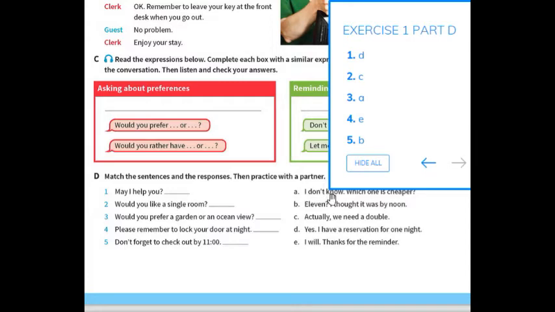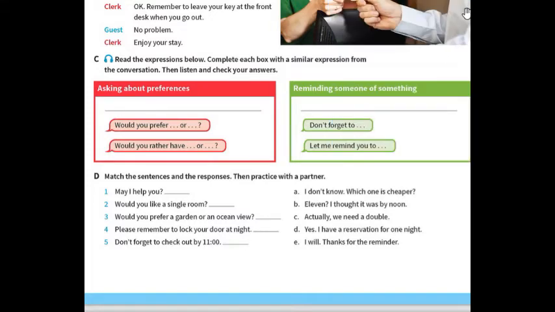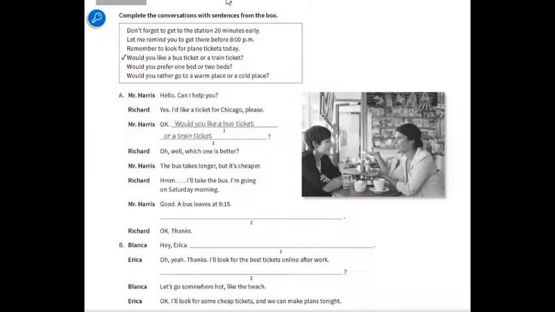And I don't know which one is cheaper. Then 4, please remember to lock your door at night. And this is E: I will. Thanks for the reminder. And don't forget to check out by 11. That's letter B: 11, I thought it was by noon. By noon, sorry. Okay, now that we have looked at the expressions, we're going to practice them.